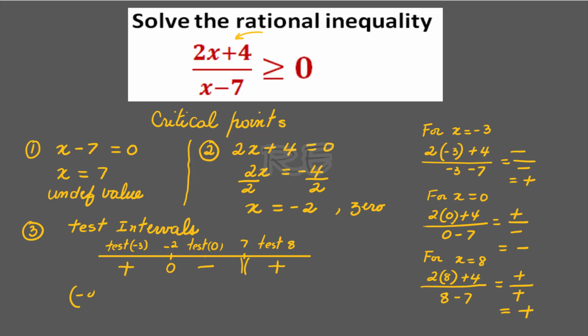Now we just have to write the solution. It goes from negative infinity to negative 2, and negative 2 is included, closed bracket, because it's positive in that interval. And then from 7, which is not included, to positive infinity.